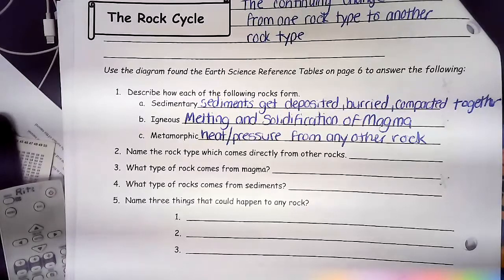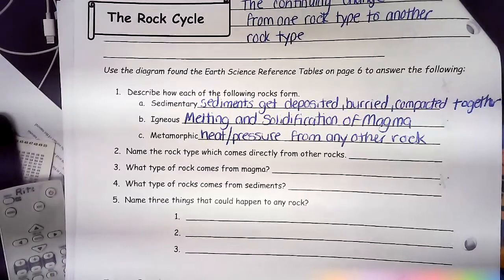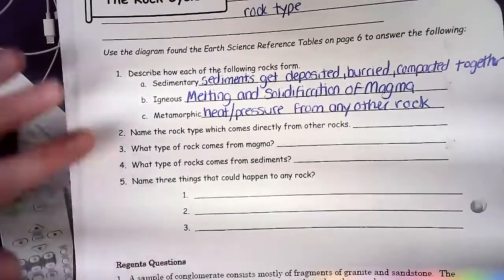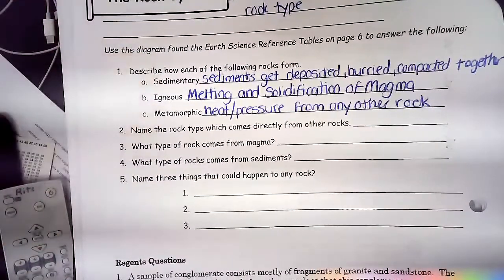All right, so I don't remember exactly how much we did in class together, but I'll just start here at the beginning. The first part I believe we did in class is that sedimentary rocks are formed when sediments get deposited, buried, compacted together. Igneous rocks are from melting solidification of magma, and metamorphic rocks are from heat and pressure directly from any other rock.